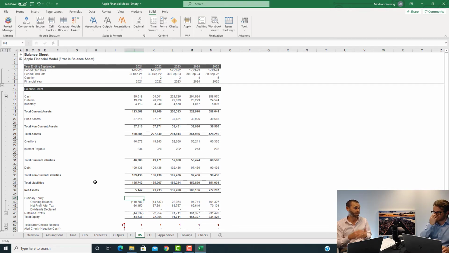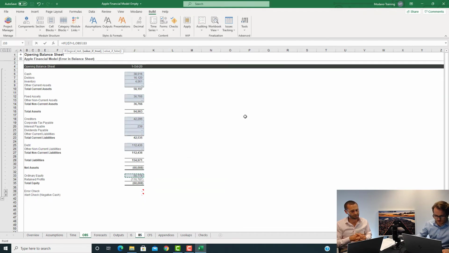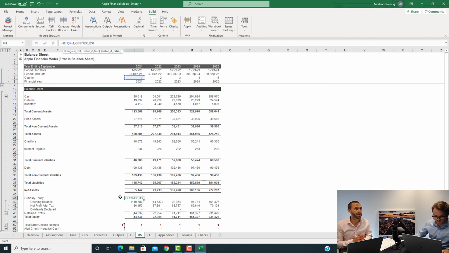So the formula here is going to be equals if period number equals 1. So if $7 equals 1, then take the opening balance sheet ordinary equity balance, which is J33. So dollars J33, which is that 50,779. Perfect. Otherwise, take I41, which is the prior period on the balance sheet. Okay, great. And then we need to go do plus.